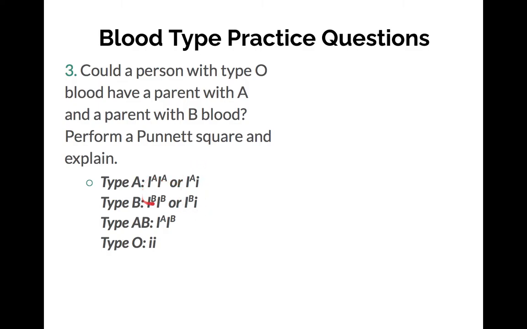So instead of using these two possible genotypes, we will be using these two. So parent 1 genotype would be capital A with that little i. Parent 2, same thing, capital B with the little i, because they need to have that recessive O allele in order for this to happen. Again, if they did not, there is no possible way that they would have type O.